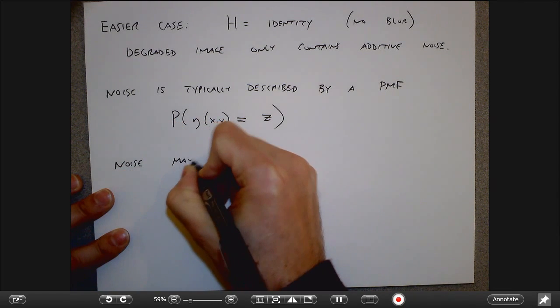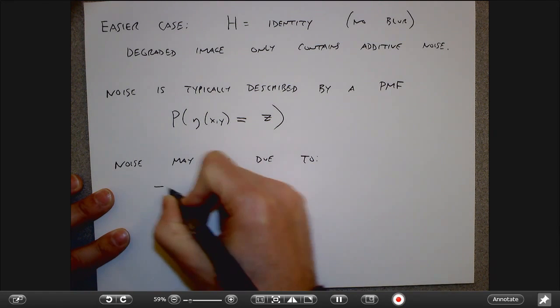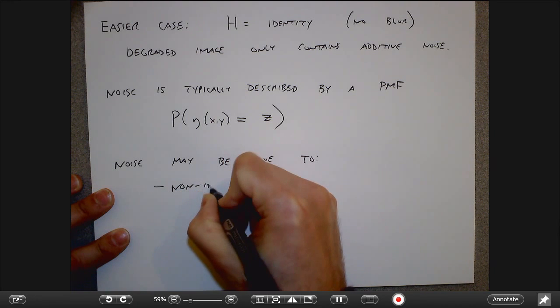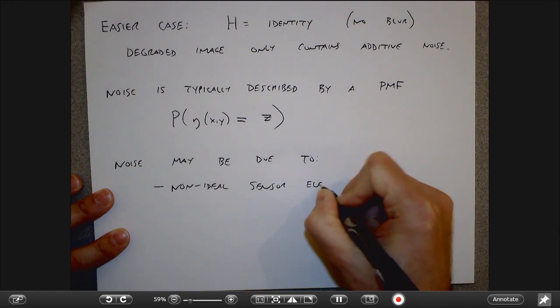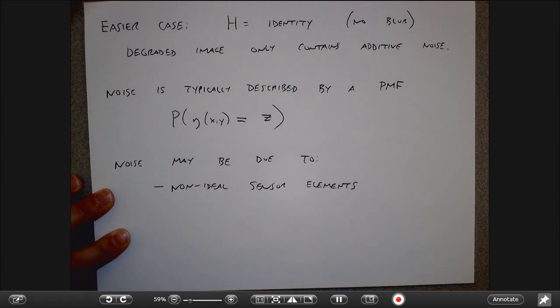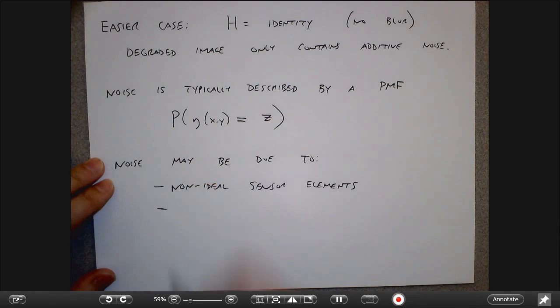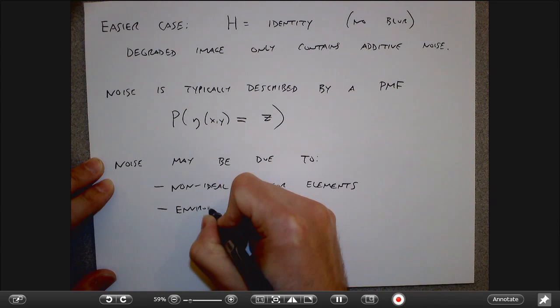Noise may be due to, I could have basically non-ideal sensor elements, meaning that I could have a crappy camera that I got from a Happy Meal, and it doesn't have very good sensors, and so what I think I'm getting is not a very good, accurate estimate of what I should be getting. I could have environmental conditions.